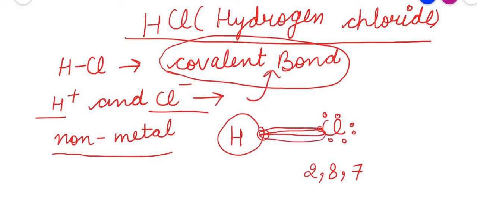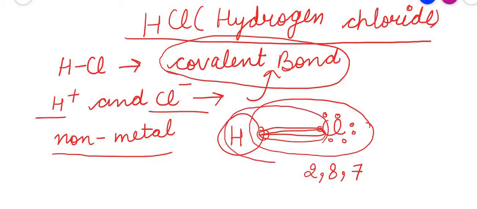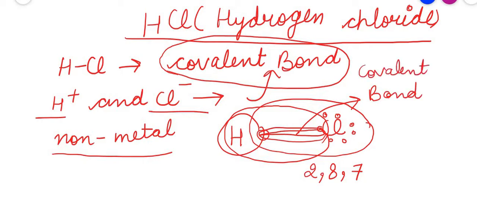These two electrons are shared with each other. This chlorine is taking up this electron, and again this electron is taken up by the hydrogen atom. Such kind of sharing of electrons is present, and the bond between them is obviously a covalent bond. Okay, I hope you understand this now. That is the covalent bond present there.